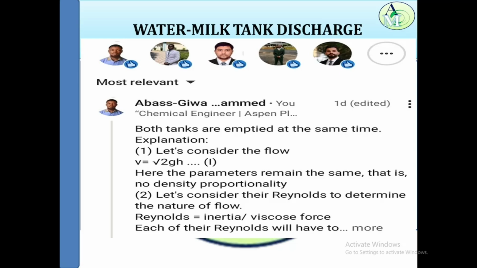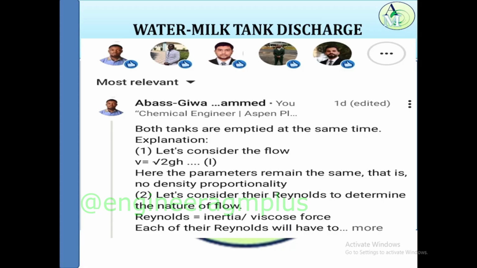Now the funny thing is that H1 is also equal to H2, that is, the height between the orifice and the water level, and the height between the orifice and the milk level are the same. So that is the meaning of the fact that the parameters remain the same, that is, no density proportionality. Why do I say no density proportionality? Yes, if there is density in the relation, that means there will be variance, that is, the density of water is not equal to the density of milk. In that case, the exit velocity will have different values, different values for the exit velocity for the water and the exit velocity for the milk.